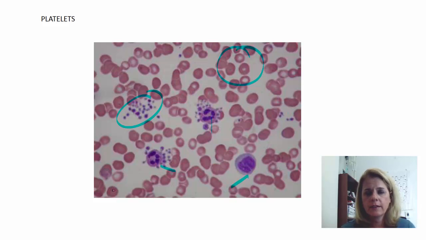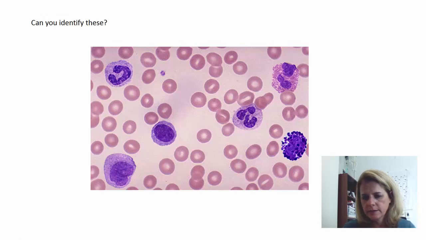Well, see that multi-shaped nucleus? That's a neutrophil. This has got a kidney-shaped nucleus. That's a monocyte. And see how much bigger it is than the neutrophil? You can go online and see lots and lots of examples for practice.